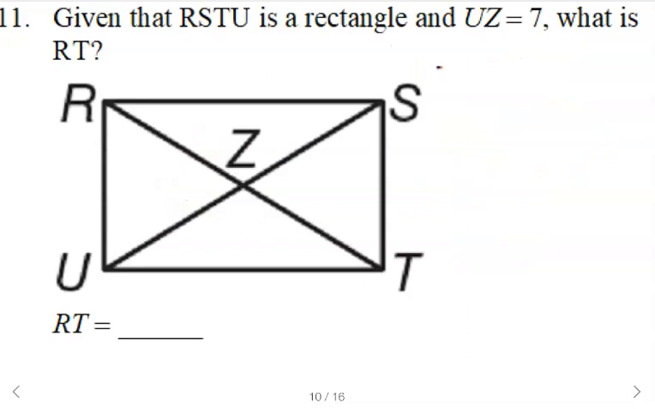Number 11, we're told that it's a rectangle. And UZ is 7. We're trying to find RT. Well, for a rectangle, the diagonals are congruent and they also bisect each other. So all of these are congruent. They're all 7. And so RT is 7 plus 7, 14.